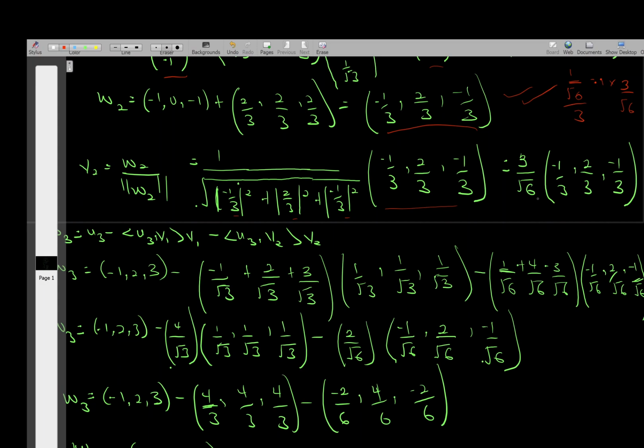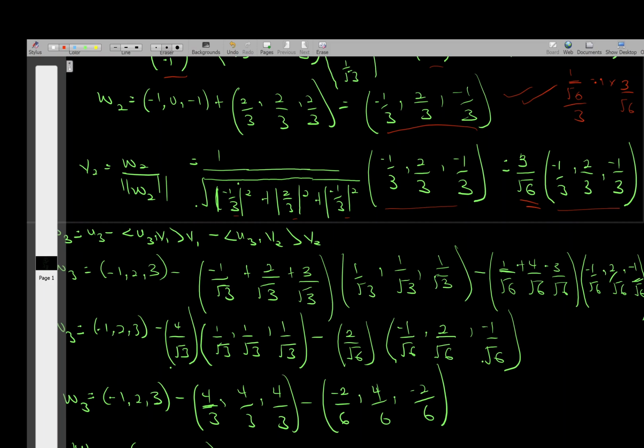Then you multiply by negative 1 on 3, 2 on 3, negative 1 on 3. Okay, so that will be our V2. Then the next thing is to find our W3 and use it to solve for vector V3.